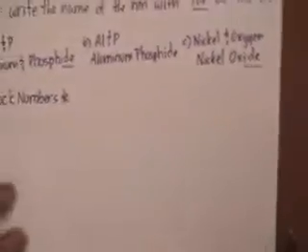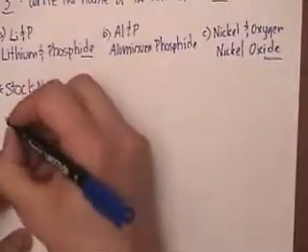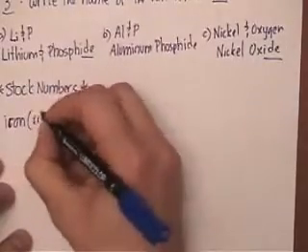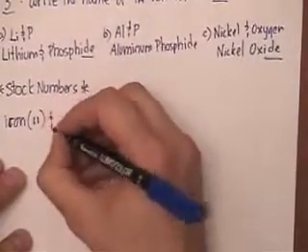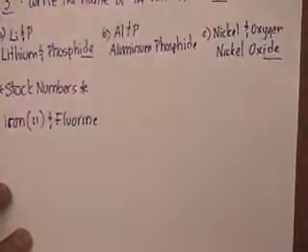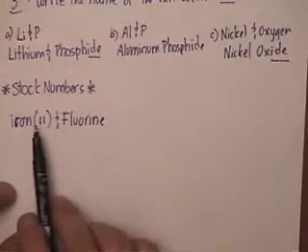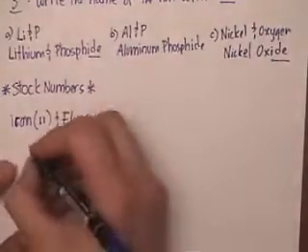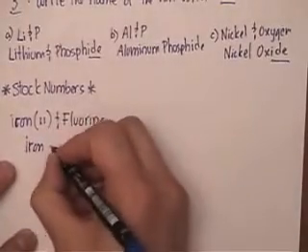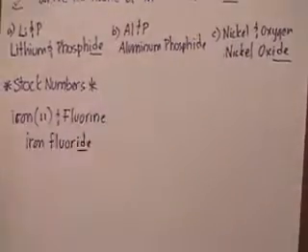Okay, so here's our trick for stock numbers. Let's say you're told that you're working with iron 2 and fluorine. You want to bond them. So you don't have to look anything up. All you're going to do is, again, call it iron fluoride. Not that tough, hey?